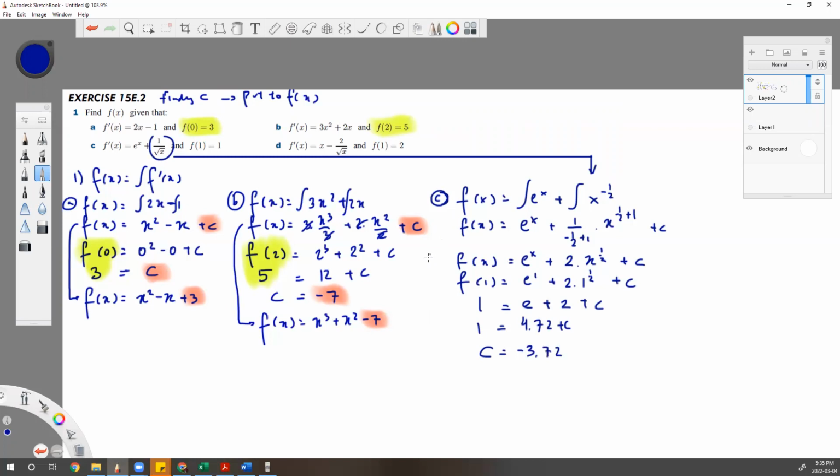And back to its original. Where is the original? It can be either here or here, but find the last one. So f(x) equals e to the power x plus 2 square root x, minus 3.72. That's it. Yeah. Okay, it's hard. Wait, f(1) equals 1. There you go. And this will be the c that we are finding.